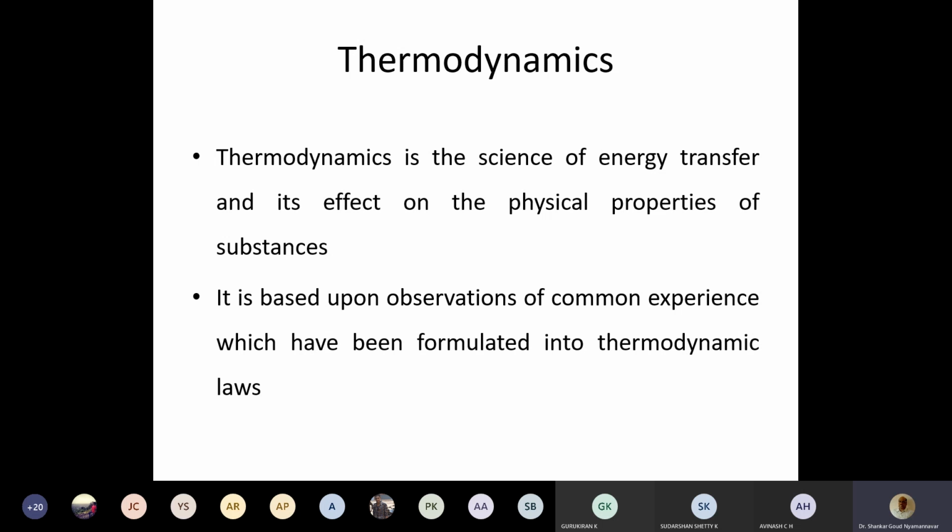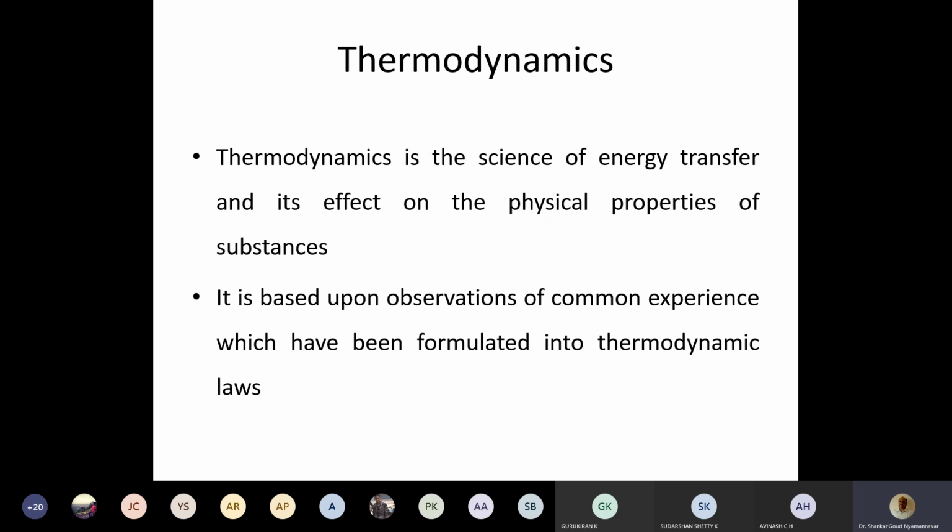Let's go to the fundamentals, the basics of thermodynamics. What is thermodynamics? Thermodynamics is the science of energy transfer and its effect on physical properties of substances. All of you understand energy, right? So what happens when you add energy to a material, or remove energy? Energy is in different forms. Energy can be in the form of work or in the form of heat.